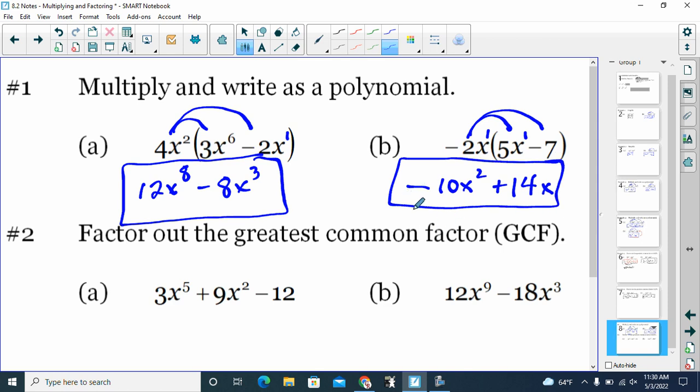Number 2 asks us to take out the greatest common factor. 3, 9, and 12. I can divide those all by 3. 5 x's, 2 x's, x to the second, or x to the 0. I don't have any x's here, so the fewest I can take out is the x to the 0. I don't have any x's to take out, so we're going to divide everything by 3. 3 divided by 3 is 1. X to the 5th, I didn't divide the x's by anything, plus 9 divided by 3, x to the second just comes down, minus 12 divided by 3.